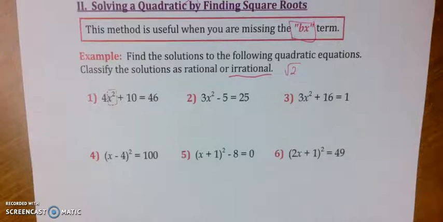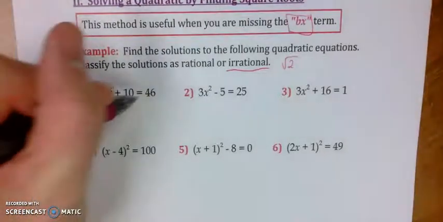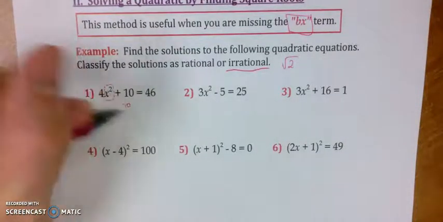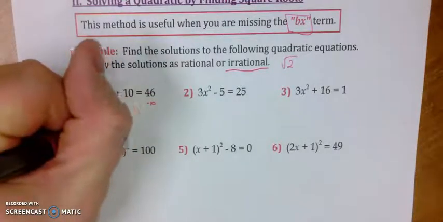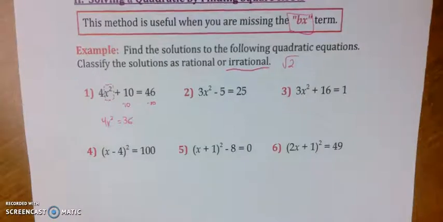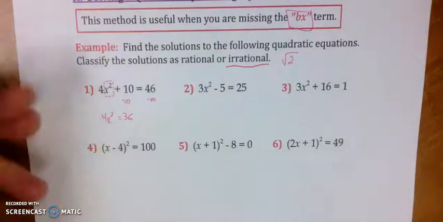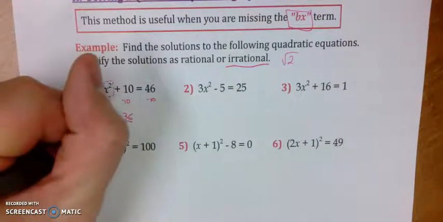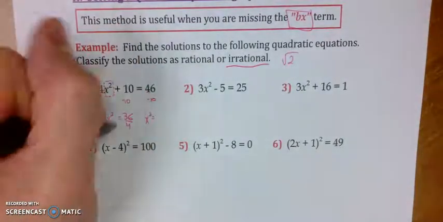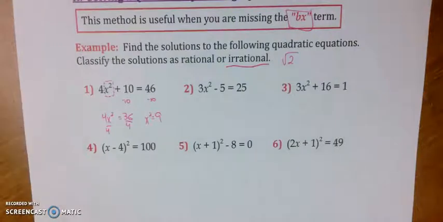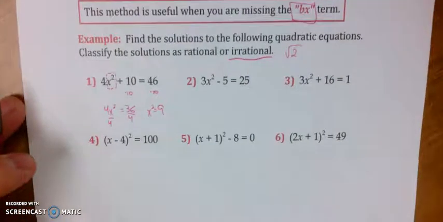All right, so my goal is to solve for x right here. That means I have to move some stuff around. First thing I'm going to do is subtract that 10 to the other side. So now I'm going to have 4x squared equals 36. Again, I'm trying to solve for x, so I need to get rid of that 4, so I'll divide both sides by 4, and I'll get x squared equals 9. So now I've peeled away all of the layers. I've gotten rid of everything connected to my x squared.